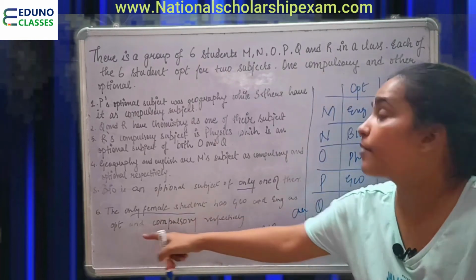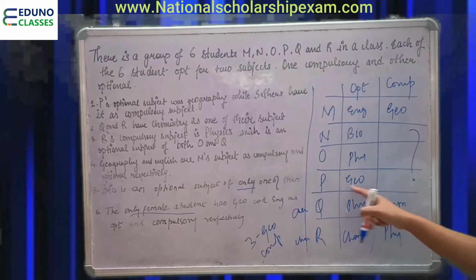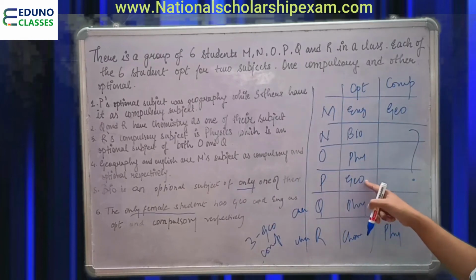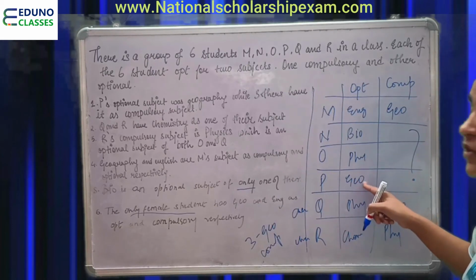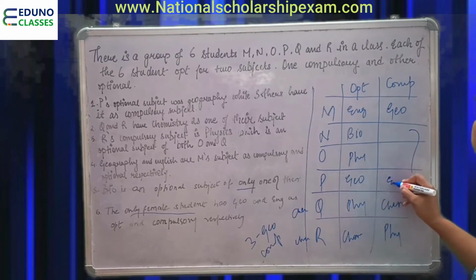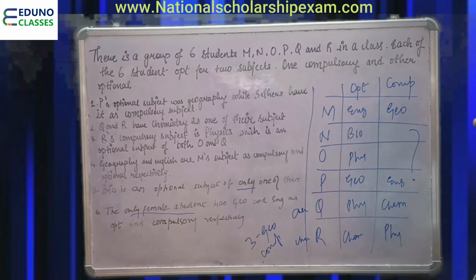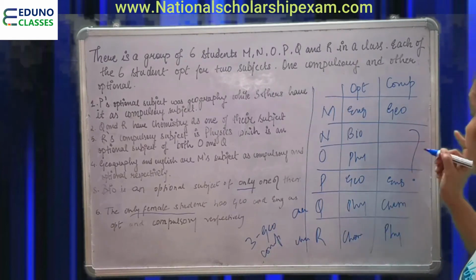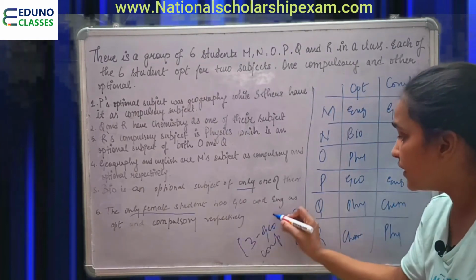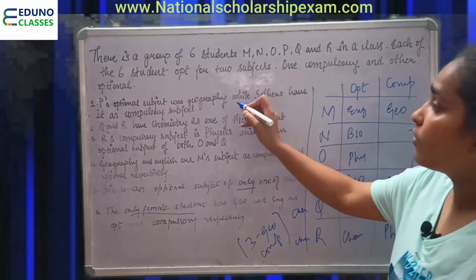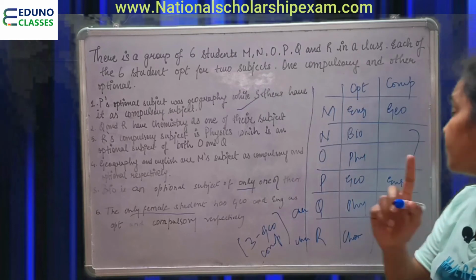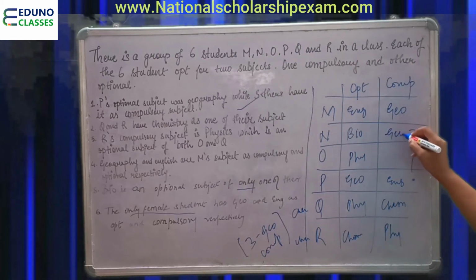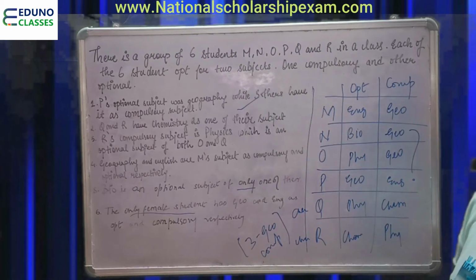The first hint here we have: the only female student has geography and English as optional and compulsory. So geography is optional. Let us see who has geography as optional. P has geography as optional subject. So only P has geography as optional subject, so English will become its compulsory subject. Okay. Now here we have written one more thing. 3 other people from this point will have geography as their compulsory subject. Only 2 spaces are left and we have filled them with geography.